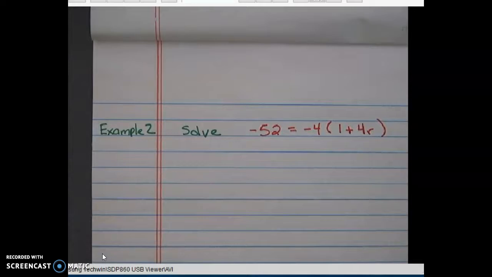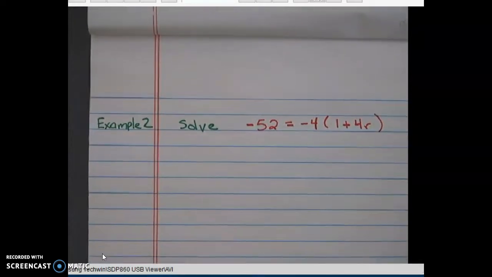If I gave you this problem right here, solve negative 52 equals negative 4 times (1 plus 4r), and I asked you, what would you do first? Now that you've seen that and you're looking at this problem, would you know where to start? What would you do before you did anything else?